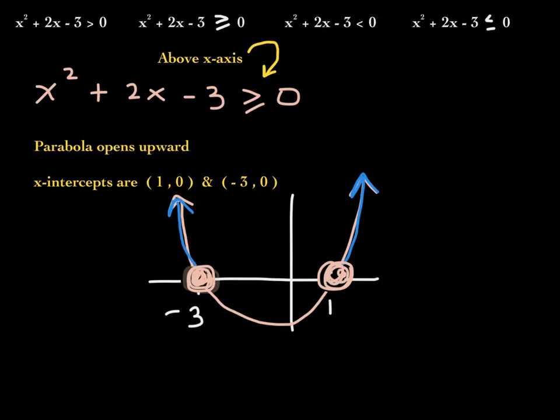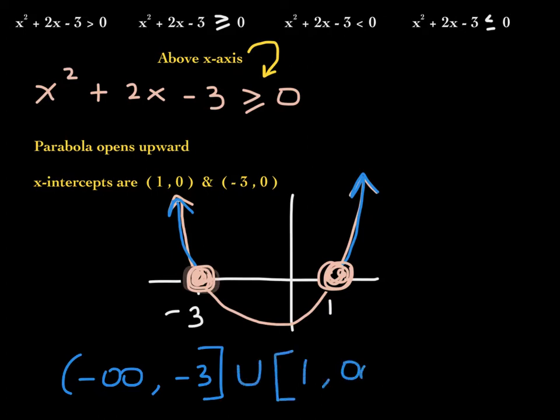So looking at the next inequality, it still means above the x-axis, okay? It's still opening upward. The x-intercepts are still the same, but this time, notice I closed in the circles. This time I should be including my endpoints, my x-intercepts. So the solution set is almost identical. Negative infinity to -3, but a bracket at -3 to include it. Union, a bracket at 1, and then to positive infinity.